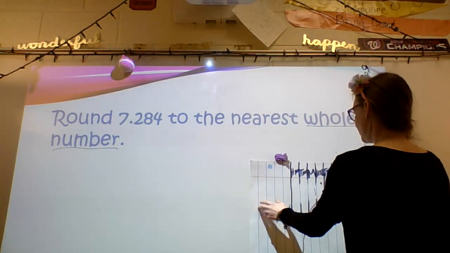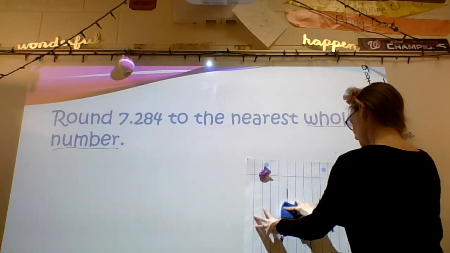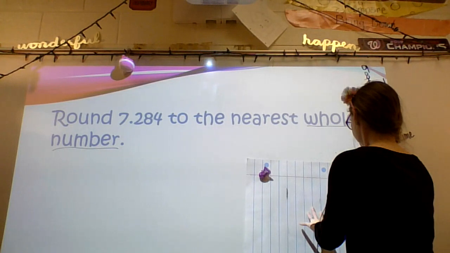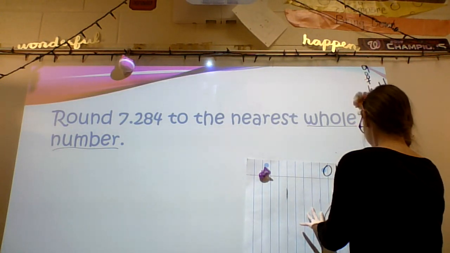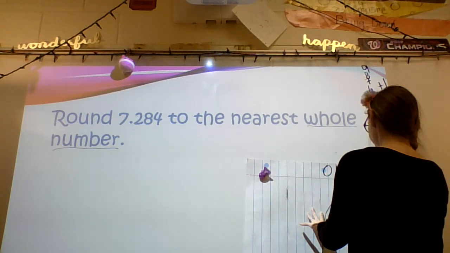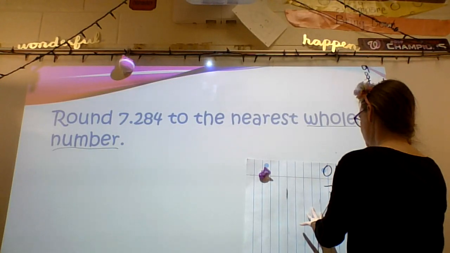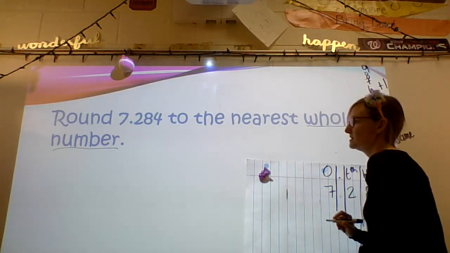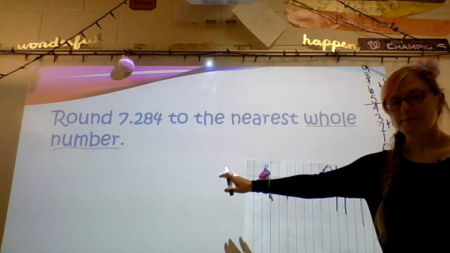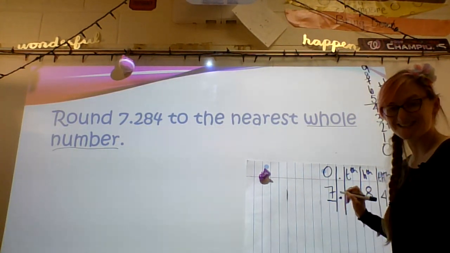So I'm going to plug my number into my place value chart. I'm actually going to make a new place value chart since we have decimals. And then I will plug my number into my place value chart. For this number, since it says whole number, that means the ones place. So I will underline the digit in the ones place, which is the 7.